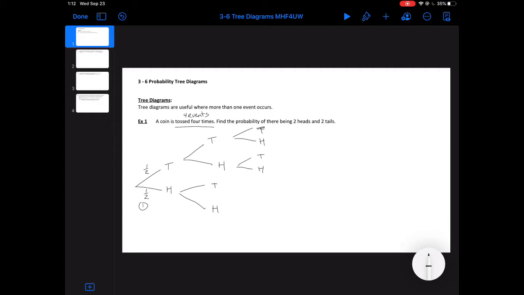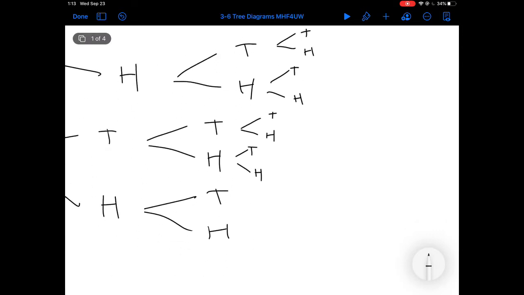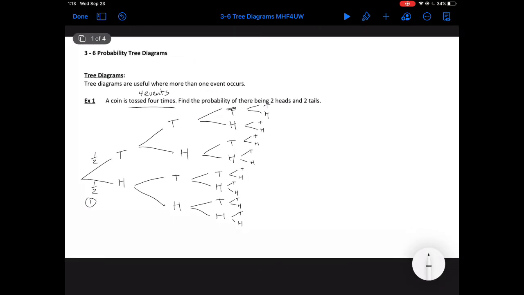branches. Okay, so this is our third event. Tail, head, and we've got one more branch to do. Tail, head, nice and small up there. Tail, head, tail, head, tail, head, tail, head. Obviously, you can see as the number of events happens, your tree diagram can get a little bit time consuming, but you could still have a visual picture of what's in your head.